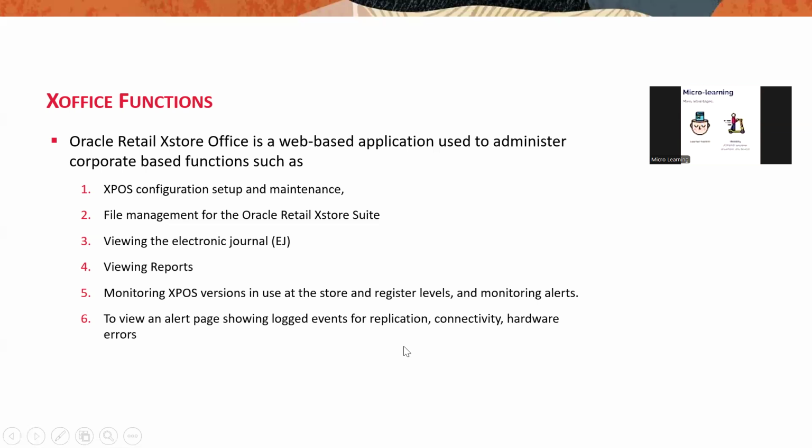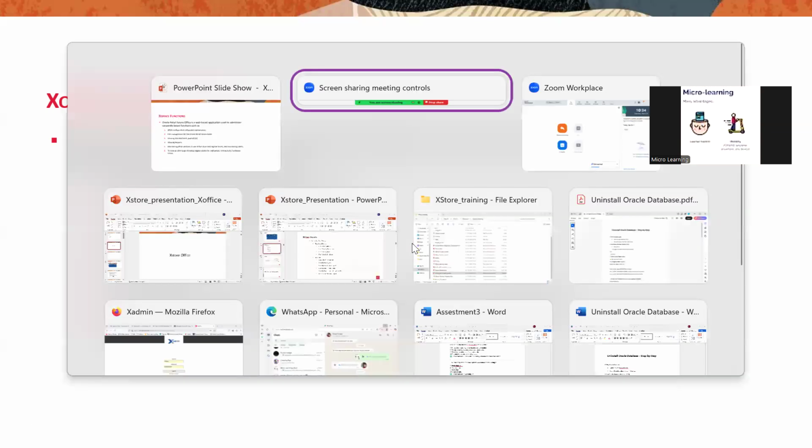So if there is any issue with the application, that issue will get logged, and you can see whether the problem exists or not. Any database connection issue, or if Xoffice is not able to communicate with the Xstore application, you will be able to see that. You will also be able to see any hardware failure. So just let me show you.